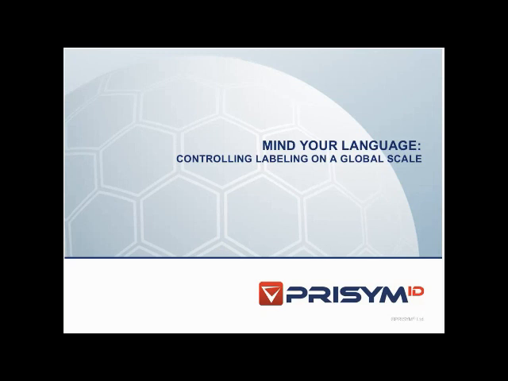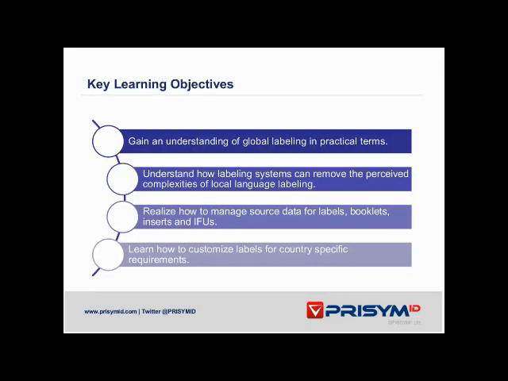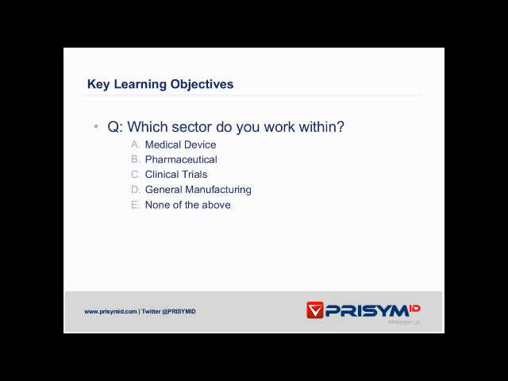We have an agenda here that I'm going to forward to. And we have key learning objectives today, as we've stated in our marketing for the event: to gain an understanding of global labeling in practical terms, to understand how labeling systems can remove perceived complexities of local language labeling, and to realize how to manage source data for labels, booklets, inserts, and IFUs. And then we're going to learn how to customize labels for country-specific requirements. During this webinar today, we're also going to have some poll questions, as Zilor mentioned. And Zilor, you want to present this first poll, please?